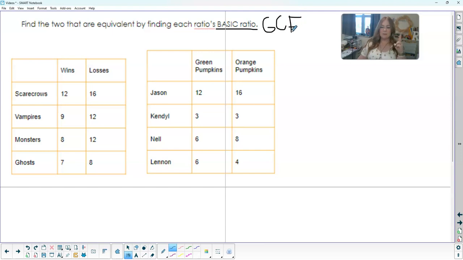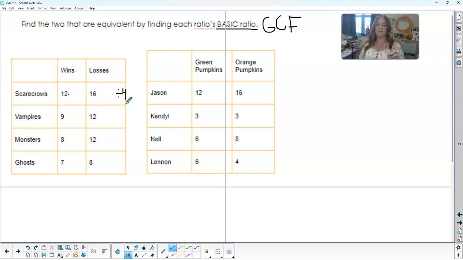So I'm going to look at the smaller number, 12, and start thinking, can 12 nicely go into 16? No. Can 11? No. 10? No. 9? No. 8? Oh, 8 goes into 16, but it doesn't nicely go into 12. It's not a factor of it. 7? No. 6 goes into 12, but not 16. 5? No. 4? Yes, we need to divide both of these by 4.